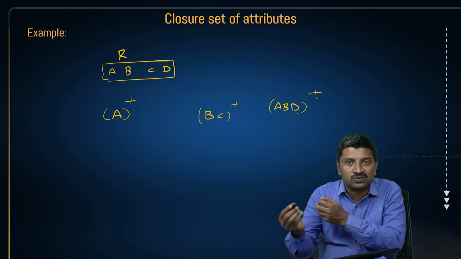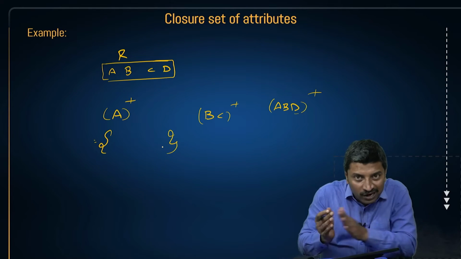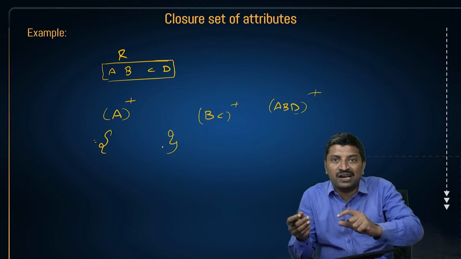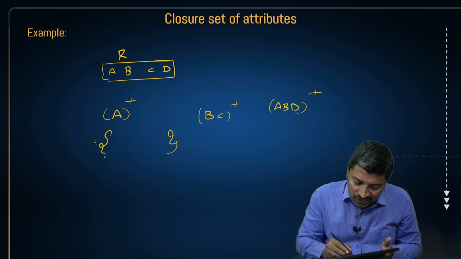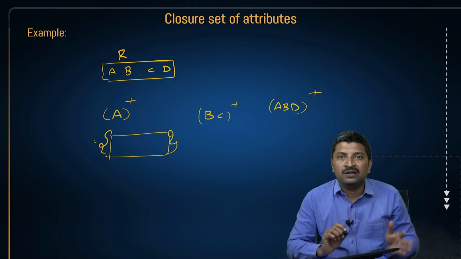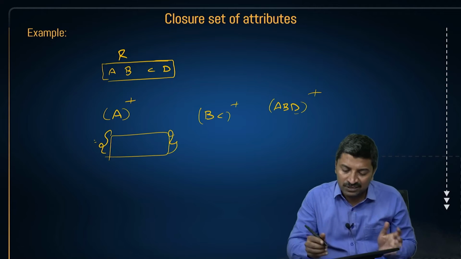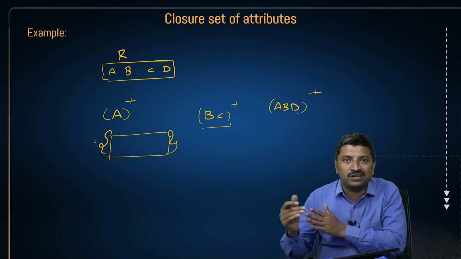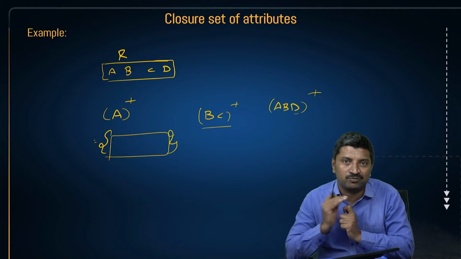Now what is the closure set? It is the set of all possible attributes which can be derived or found by the use of A. So these are all the attributes which can be identified or found by the use of A. Similarly BC plus and similarly ABD plus. So this is about the closure set of attributes.